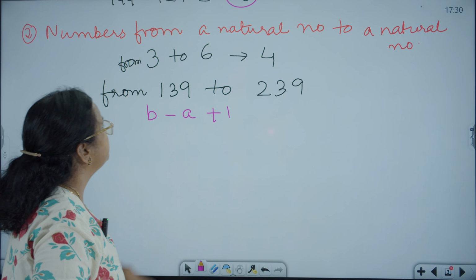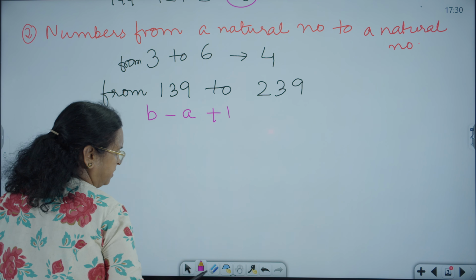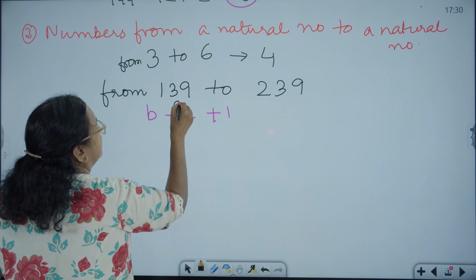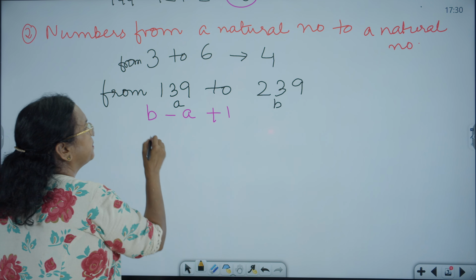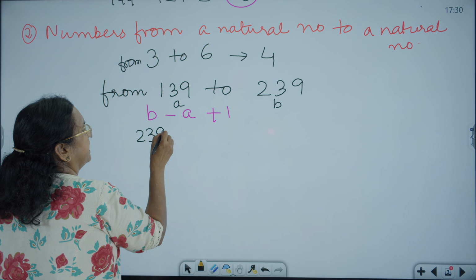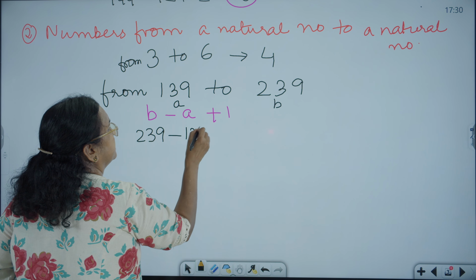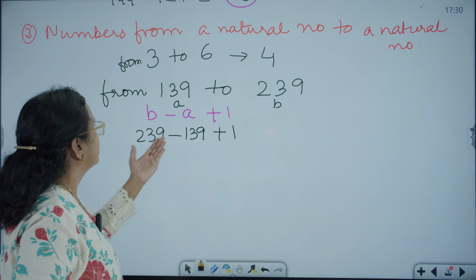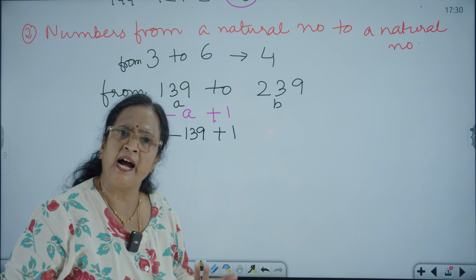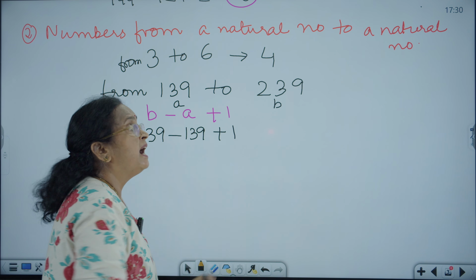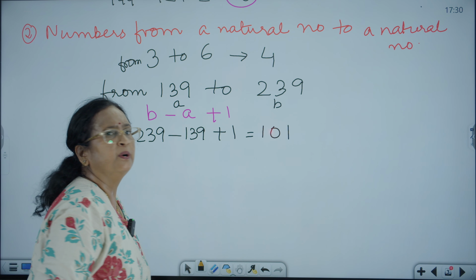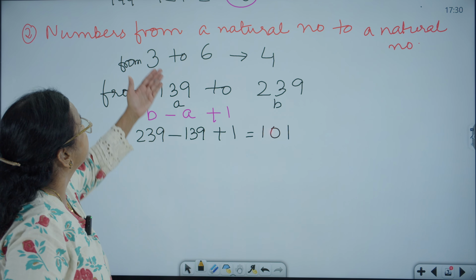Now, let me put it. This is a, this is b. Just put 239 minus 139 plus 1. Now, 239 minus 139 is 100, plus 1, 101. The answer is 101.